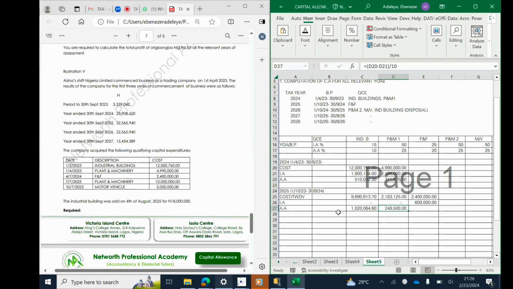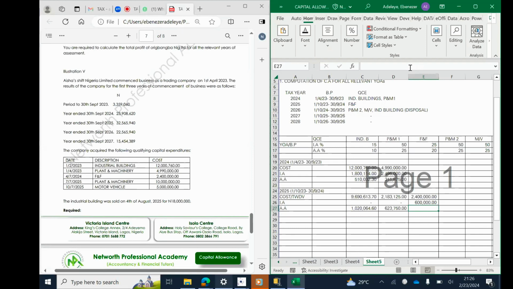All right. No, this is not correct, because the year is not 10 years; it is 4 years for this one. Now, for this, we have to check when it was acquired and how many months he used during the year for us to be able to calculate the annual allowance properly.